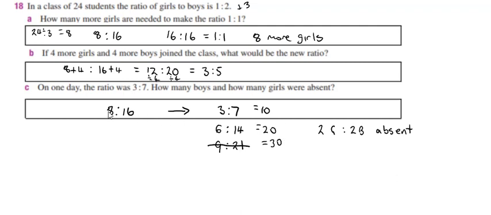And from that we could say that if we do 8 take away 3, we would have 5 girls absent. And we've had 16 take away 7, 9 boys absent. So there are 2 solutions to this particular question.